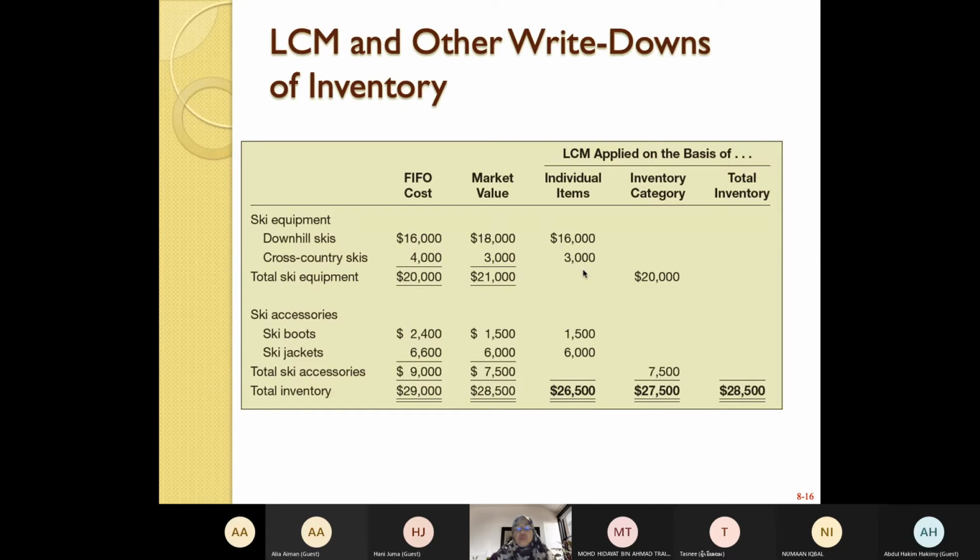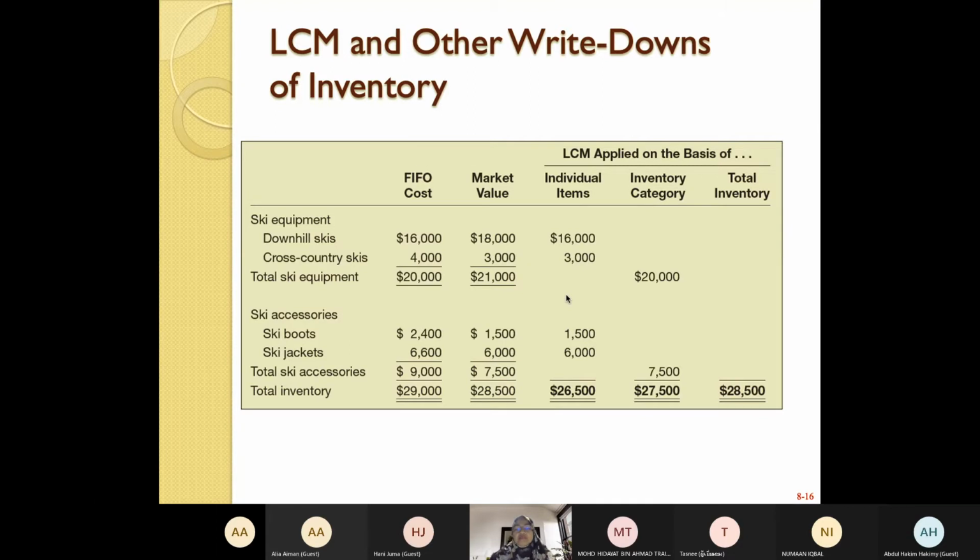Okay. What you have to understand here is that depending on whether you identify individual items, or in this case inventory category, or you look at the total inventory, wherever it is, it has to be the lower between your cost and your market value. That's all. So given the cost of the inventory and the market value, you have to take the lower.